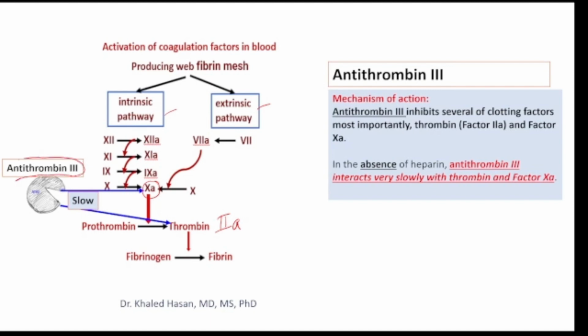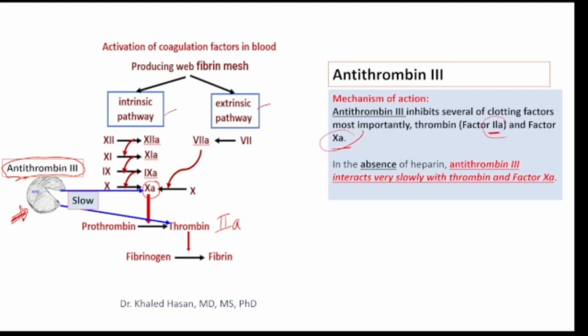This antithrombin, you can see it here. This is maybe the schematic image or picture for the antithrombin. We can read the text. What they said there: in a human body, antithrombin, which is available in every human body, inhibits several clotting factors, and most importantly, factor 2A and 10A.